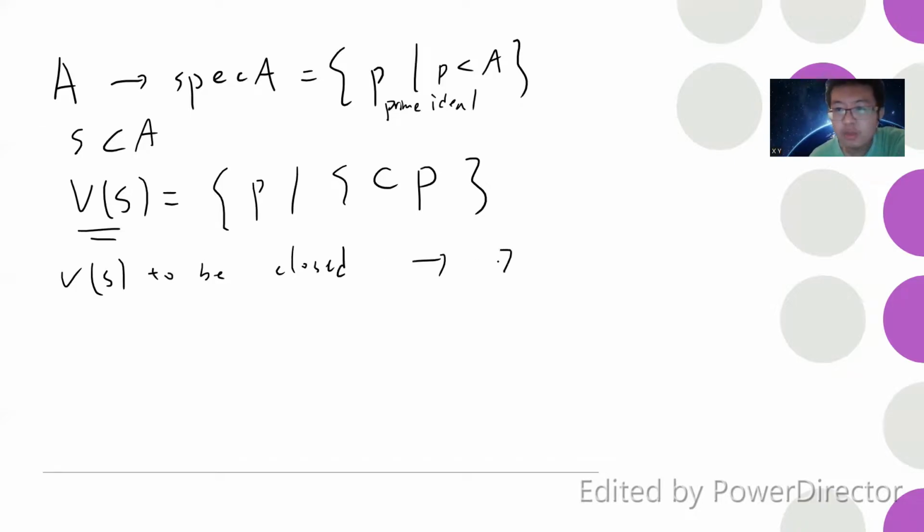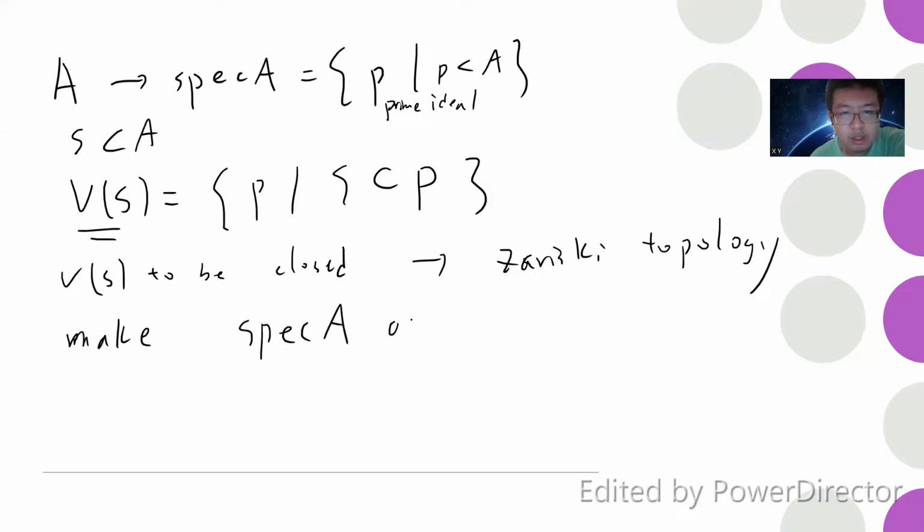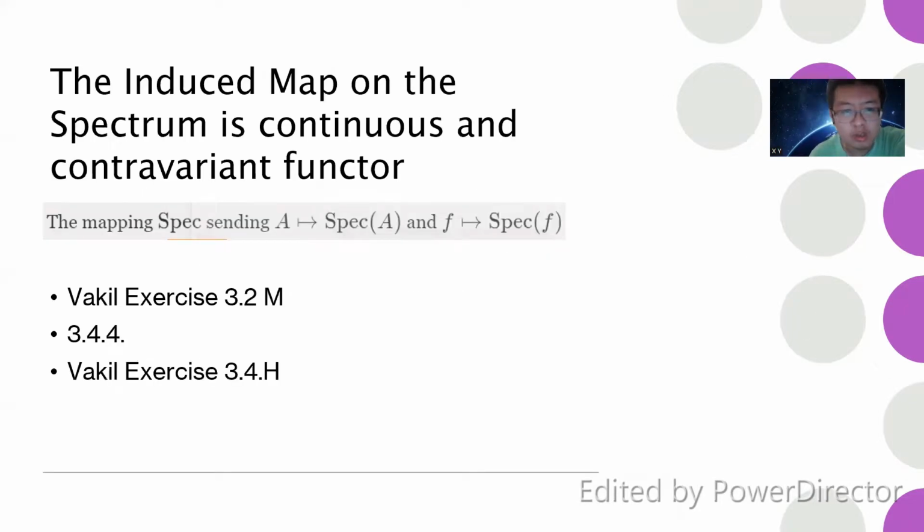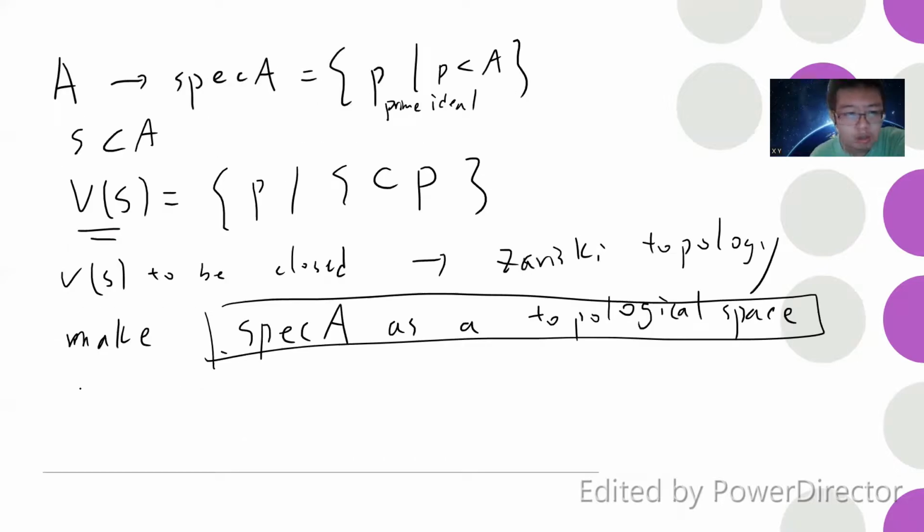Now this will give you the so-called Zariski topology. This will make the spectrum of A a topological space. The important fact is the question that immediately arises: if you have a ring homomorphism from A to B, then what would you get?